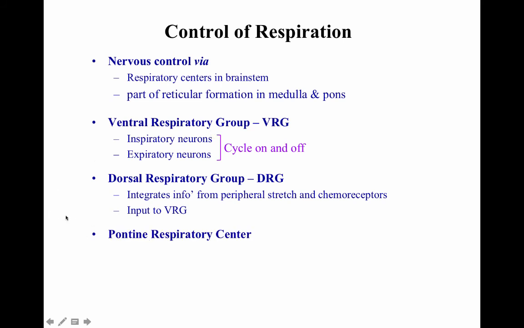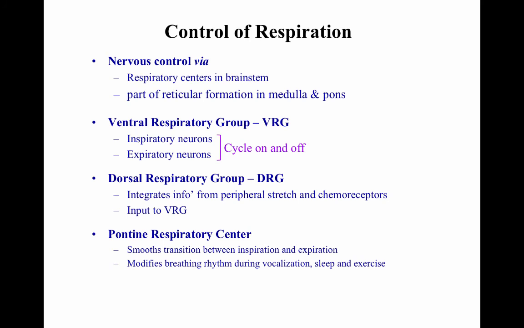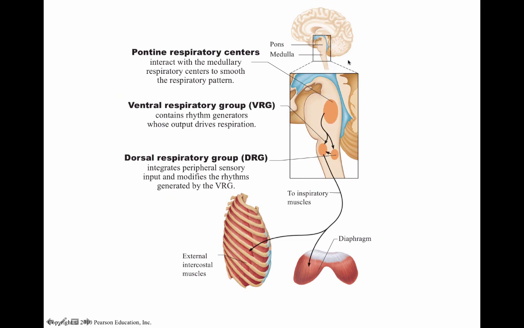The pontine respiratory center, or pons, smooths the transition between inspiration and expiration, giving us smoother breathing patterns, and modifies breathing rhythm during vocalization, sleep, and exercise. And it also has an input into the VRG. And these centers, we can see here we are in the brain, and we're down near pons and medulla oblongata, where we see the pontine respiratory centers in their location, the ventral respiratory group, and then the dorsal respiratory group.